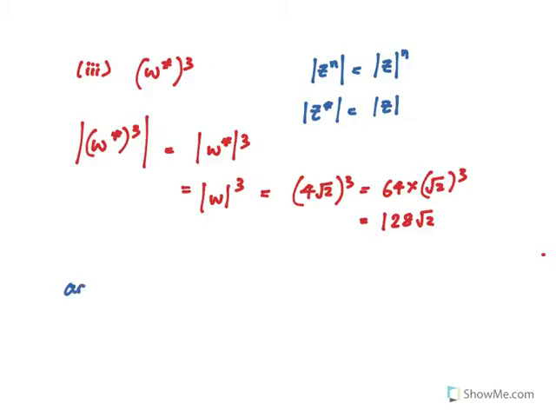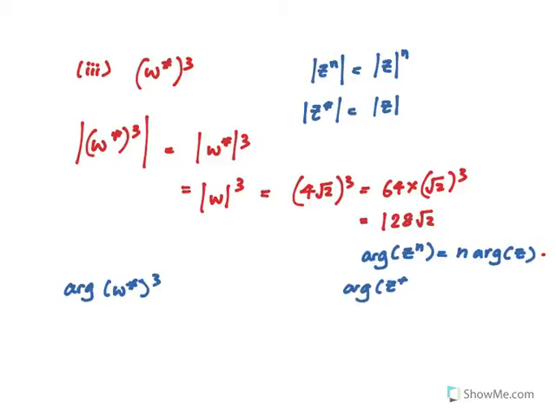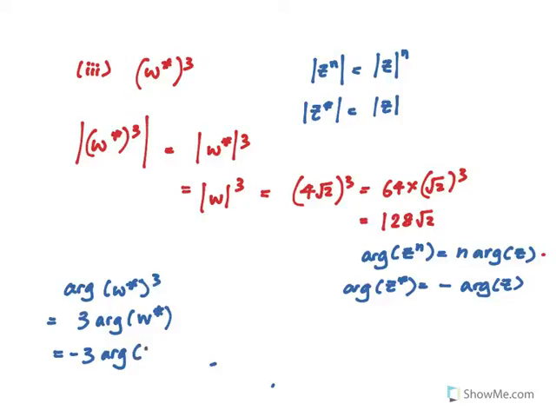The argument of W asterisk to the power 3. Recall again in our lecture question that the argument of Z to the power n would just be n times the argument of Z. Also, the argument of Z asterisk would be just the negative of the argument of Z. So the argument of W asterisk to the power 3 can be written as 3 times the argument of W asterisk, and again, I can write it as negative 3 times the argument of W, because W asterisk and W are the negative of each other in argument.